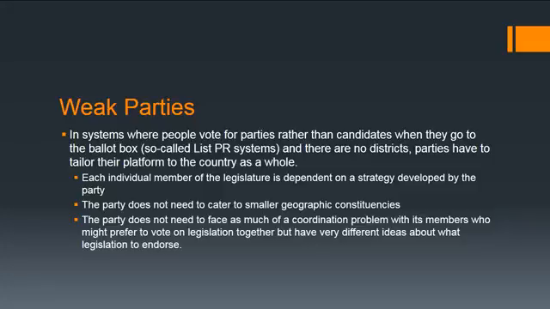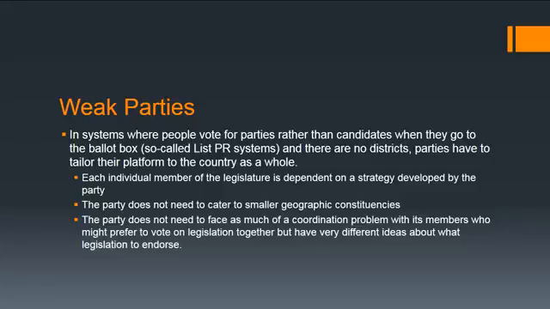Okay, now in systems where people vote for parties rather than candidates when they go to the ballot box, these are called list PR systems, where instead of voting for a particular candidate when you go to vote for Congress, you're voting for a party, and then the party decides the candidate. So if there's no districts, parties have to tailor their platform to the country as a whole. So each individual member of the legislature is going to be dependent on a strategy developed by the party.